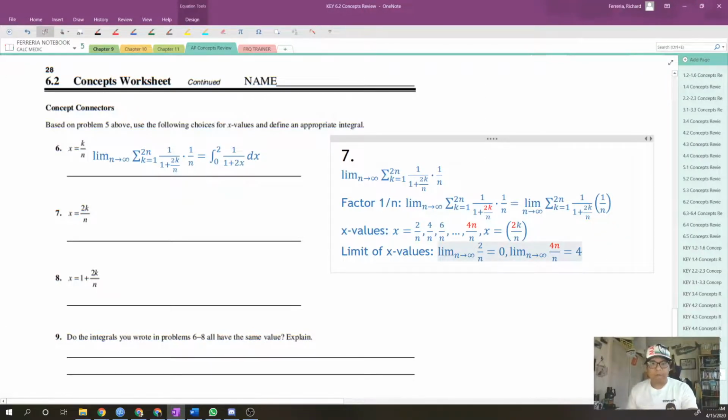Next, we're going to verify to make sure that we have the correct dx. 4 minus 0, that's 4 minus 0 over 4n, and that is this number up here, 4n. And we get 1 over n. So that is the same one.